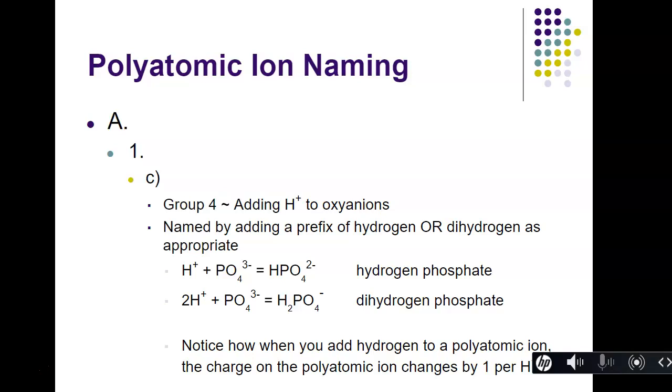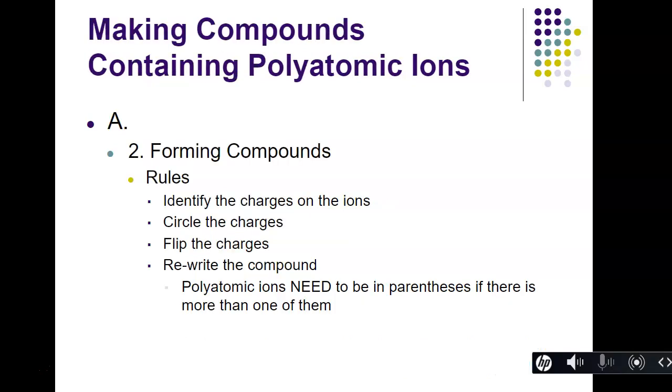So when I add it to that PO4 3-, I make hydrogen phosphate. And when I add that hydrogen, notice that the charge went from -3 to -2. In the second example, I'm adding two hydrogens. So my charge goes from -3 to -1, and my name is now dihydrogen phosphate. Okay? So what happens when I want to make compounds, right?